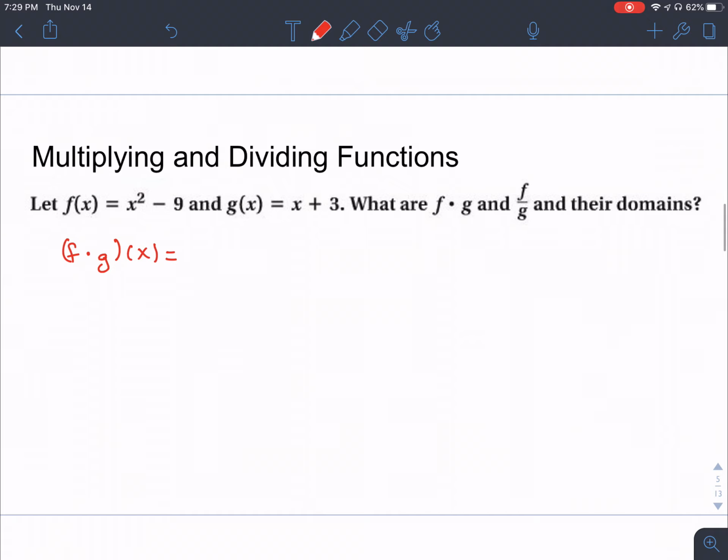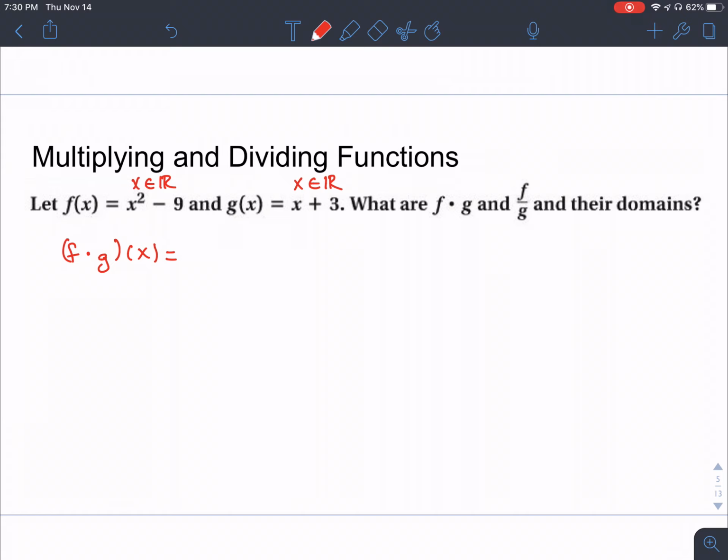So here we've got f times g of x. This is literally just f of x times g of x, taking into account any domain restrictions that we've got. First off, x squared minus 9 is a quadratic. We've talked about quadratics before. Quadratics have an unlimited domain, so we don't need to actually limit that domain. This would mean that x is an element of all real numbers. G of x is a linear equation, x plus 3. We also know that linear equations don't have a limited domain, so we can say x is an element of all real numbers.